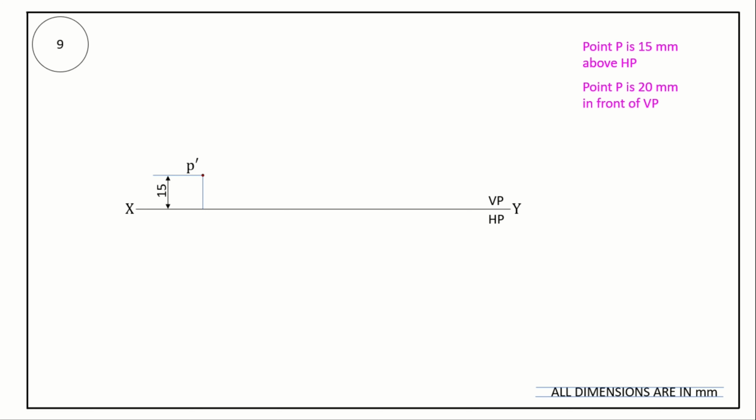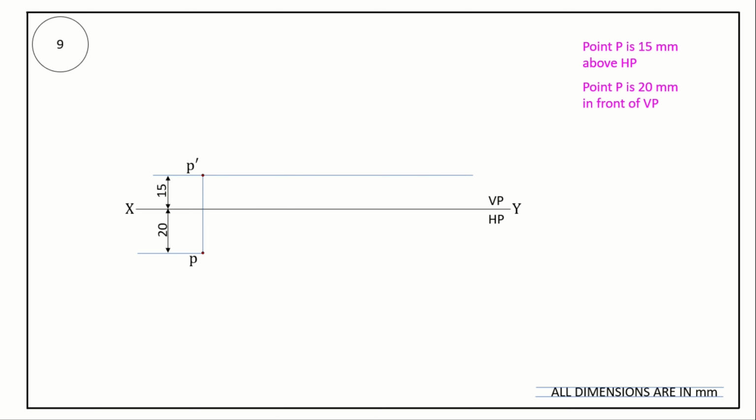Also it is given point P is 20 mm in front of VP. So the top view of the point P is 20 mm below XY. From the reference line measure 20 mm, mark the point P. This point P is 20 mm below XY. Here both the points P dash and P lie in the same projector.